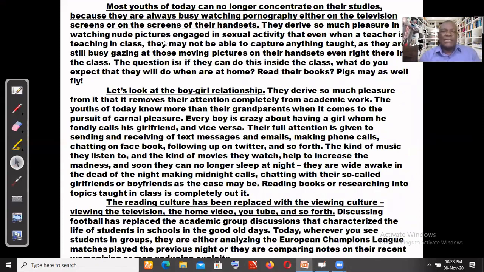Now, the next thing we are discussing here is watching pornography. This is a very harmful one, yet it's also part of what the youths are interested in. Most youths of today are no longer interested in their studies or something like that because they are always watching pornography either on the television screens or on the screens of their handsets.